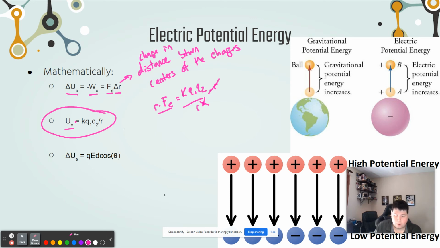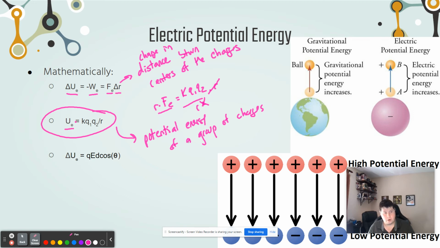And you would use this equation anytime you're trying to figure out the potential energy of a group of charges. So if you have a bunch of particles together and you want to find their potential energy, you would use that one. This other equation is more useful when you're thinking about electrical fields, where you're not thinking about individual charges, but maybe there's a whole bunch of charges that you would want to explore.